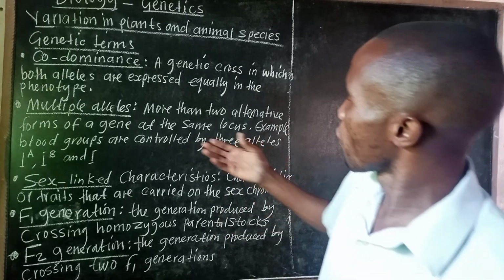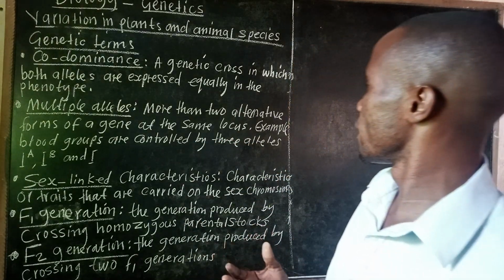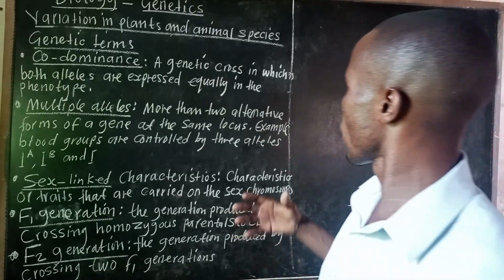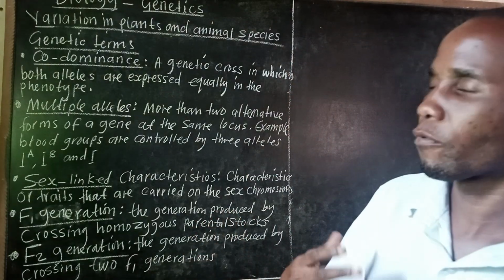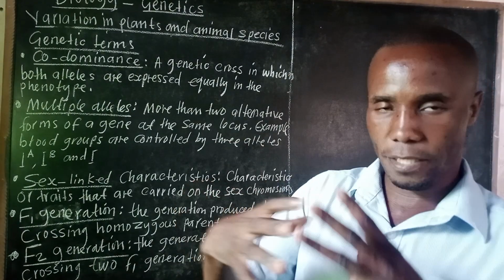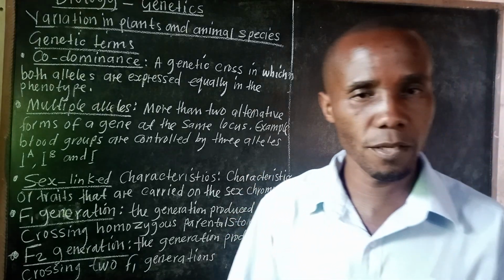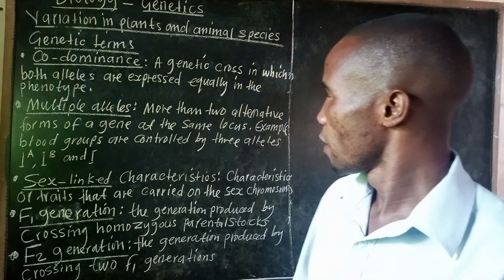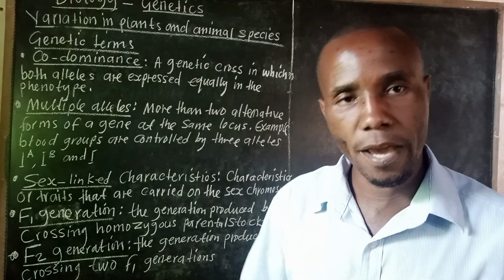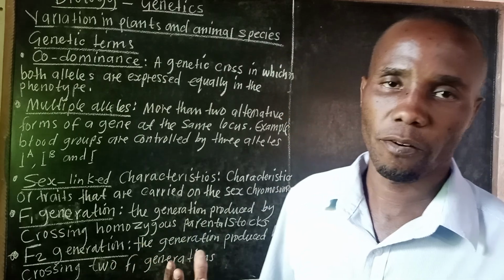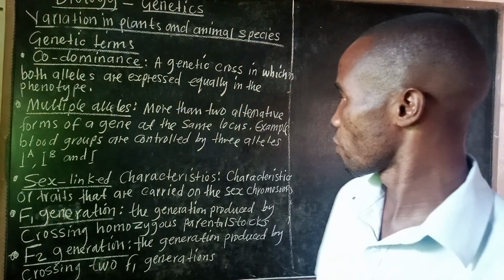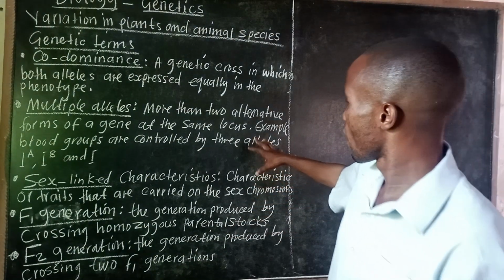Then we go to multiple alleles. Multiple alleles is where there are more than two alternative forms of a gene at the same locus. A good example that you can give is the blood group, which is controlled by three alleles. One of them is IA, IB, and i. So there are three alleles controlling the what? The blood group.